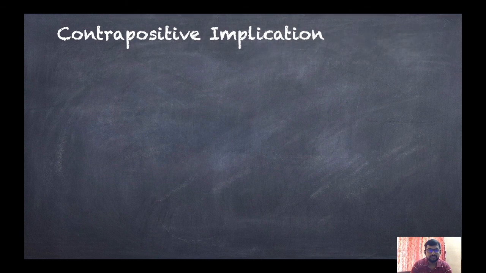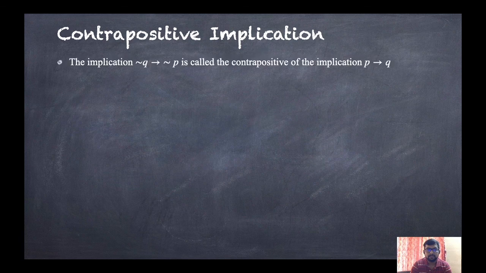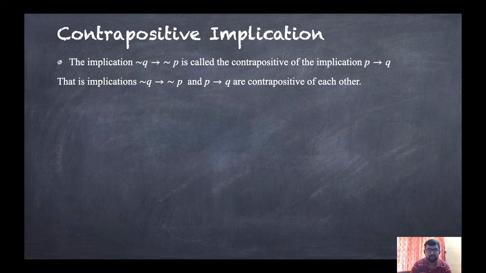Now, next logical connective, contrapositive implication. The implication not Q implies not P is called the contrapositive of the statement or the implication P implies Q. So P implies Q's contrapositive is not Q implies not P. That is, the implications not Q implies not P and P implies Q are contrapositive of each other.